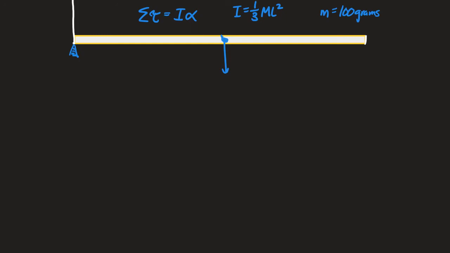So just like before, we have to assemble this problem. We're going to have the torque on one side, r F sine theta. On the other side, we're going to have the moment of inertia, 1/3 m L squared, and then alpha.